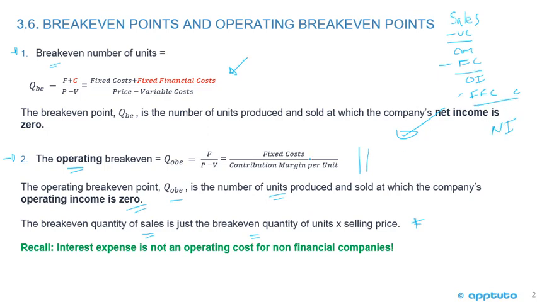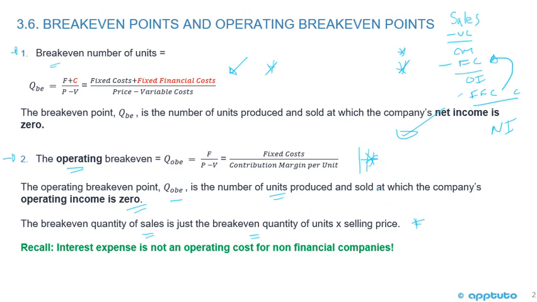Okay, so the difference is the operating break-even is what we're familiar with. It's the fixed costs divided by our contribution margin per unit. Okay, but if we're looking at the break-even number of units, we're going to add that fixed financing cost to the numerator, and that gives us our break-even number of units. Our operating break-even is fixed cost divided by contribution margin per unit.